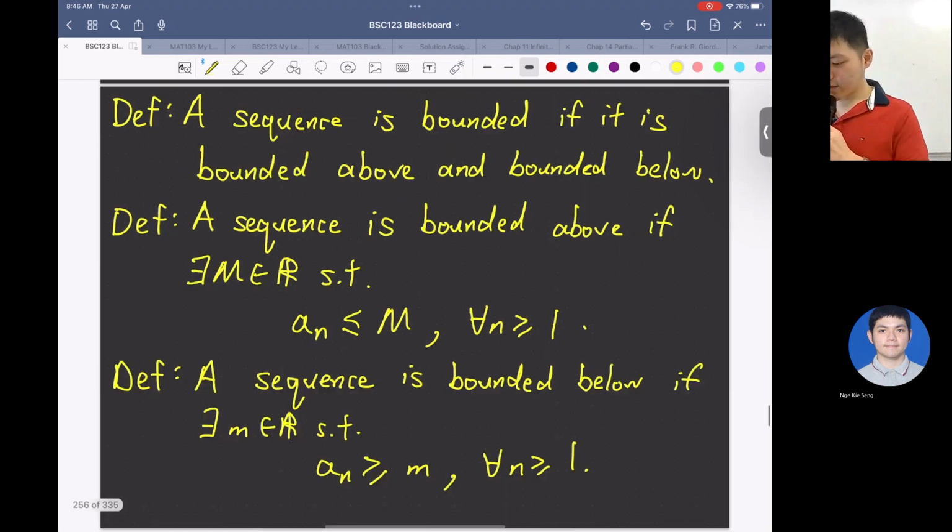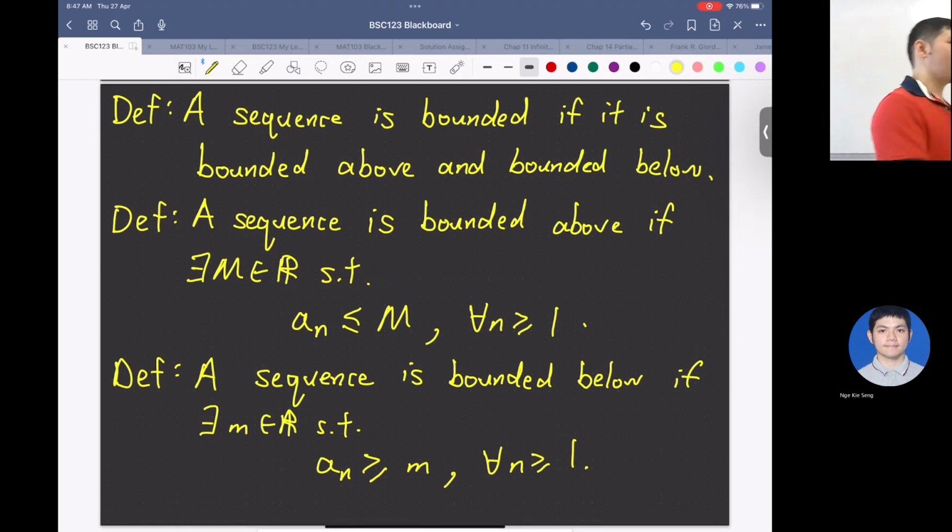So for the question just now, can you find big M or little m to bound n over n plus 2 or not? I think one of them is obvious, right? Which one is more obvious? Bounded below or above? Below. Why? You're right. Because a_n is increasing, every other term is greater than the first term. So it's definitely bounded below by a1.